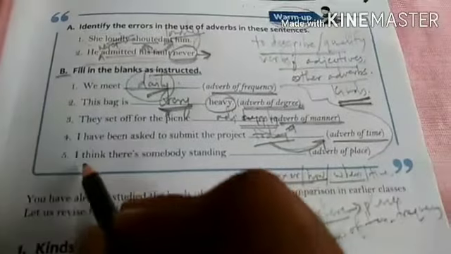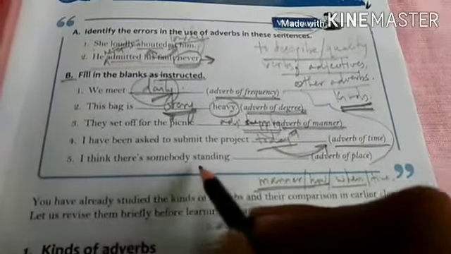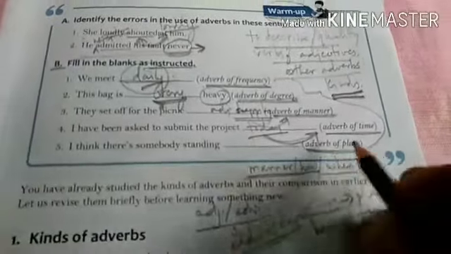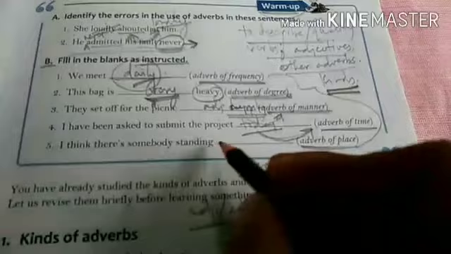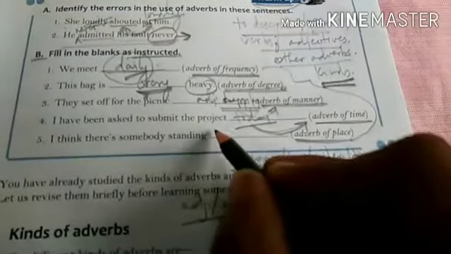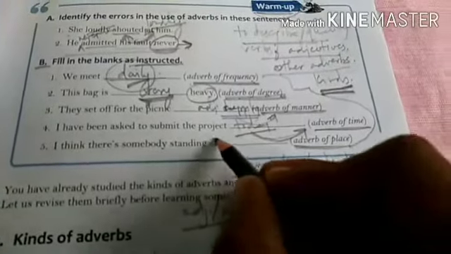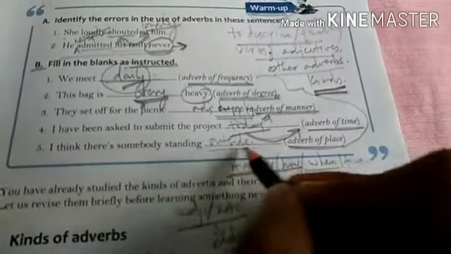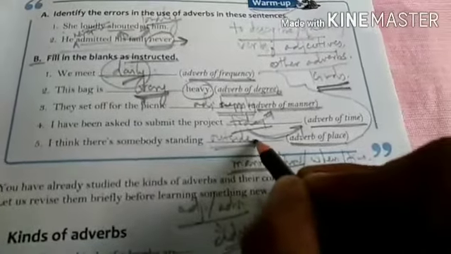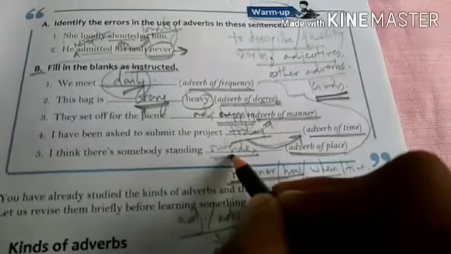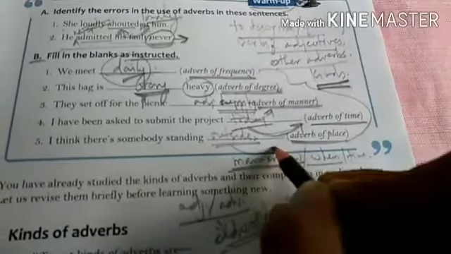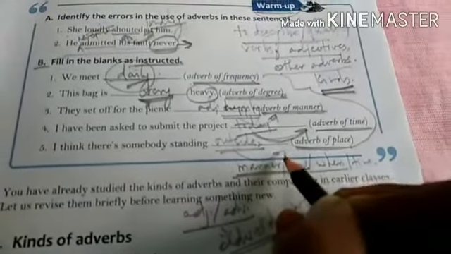Understood? Now I think there is somebody standing. Adverb of place. I think there is somebody standing outside. So outside is the place of action. Where is the action taking place? Outside. So outside हमें place of action के बारे में बताते हैं. So it is an adverb. It is adverb of place.